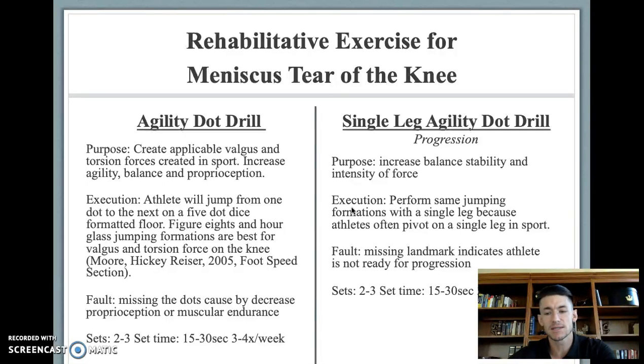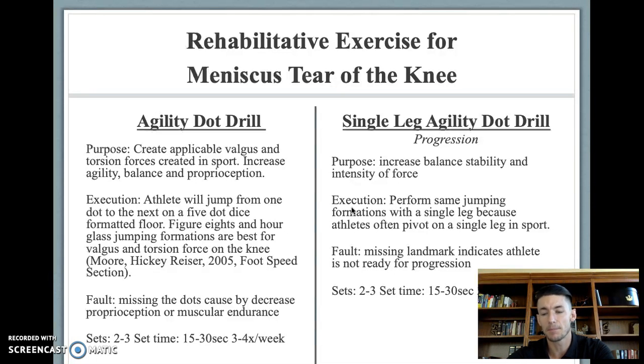If the athlete is missing their landmarks or missing the dots, this is because they either have a low proprioception threshold, or they lack muscular endurance. 2 to 3 sets, and the sets will be quantified in time because of the quick oscillations. 15 to 30 seconds will be adequate stimulation at about 3 to 4 times per week, allowing adequate time for rest and recovery.